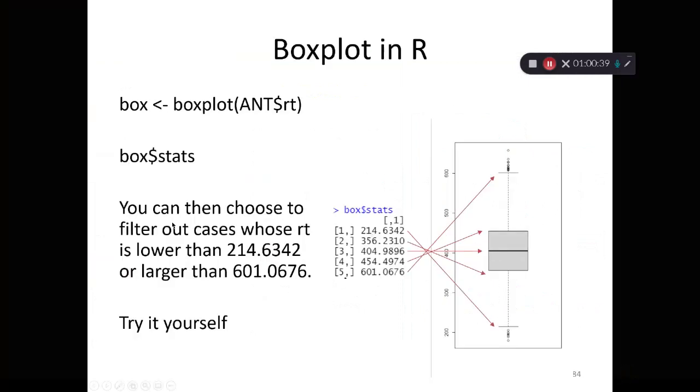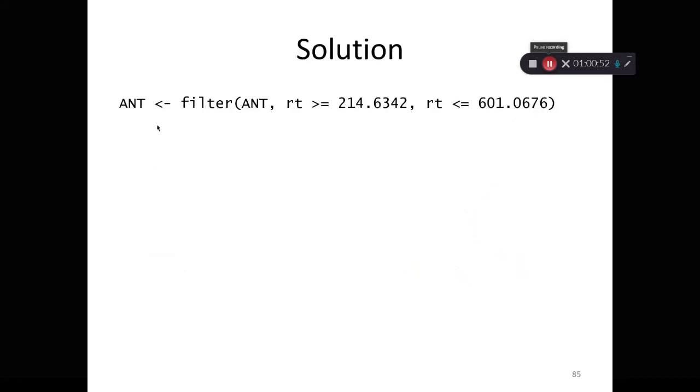I ask you to filter out from ANT data all observations associated to a reaction time that is smaller than this number and larger than this number. Try it out and then check the solution. Here comes the solution. So you just use the command filter and then keep only reaction times larger than this value or smaller than this value. And that's it. You probably figured it out easily by now.